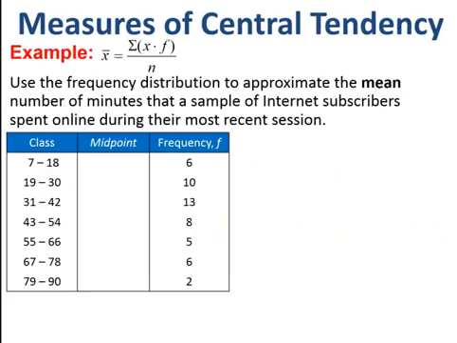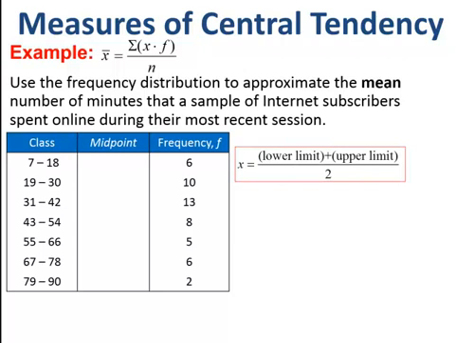So let's see what this looks like. So I have this frequency distribution. I already added in a blank column for the midpoint. So you might not have the midpoint column, so you're going to have to do it off to the side. And again, to find the midpoint of the classes, you take the lower limit plus the upper limit and divide by 2. So I end up with 12.5.